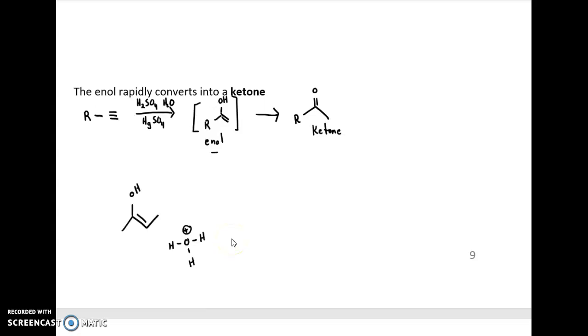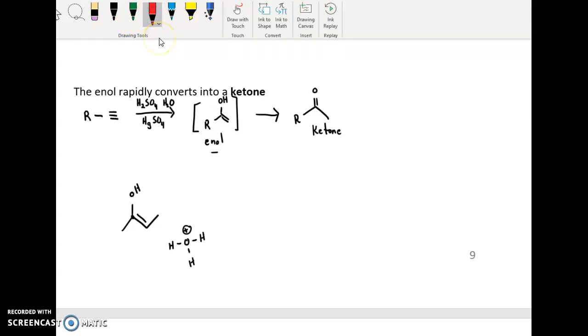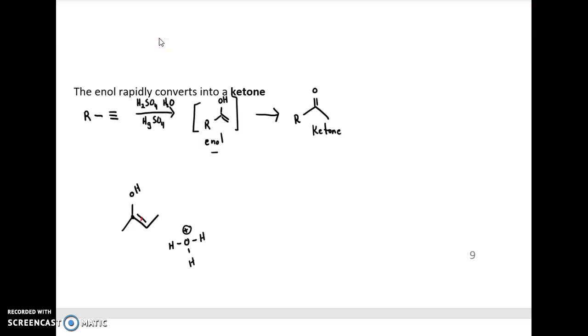So I've drawn an enol. It's got a hydroxy group attached to a carbon that's got a double bond. So what happens is our pi electrons are going to come and snatch a proton, and the electrons on this oxygen are going to come down here and make a double bond. So that leaves us with this structure.